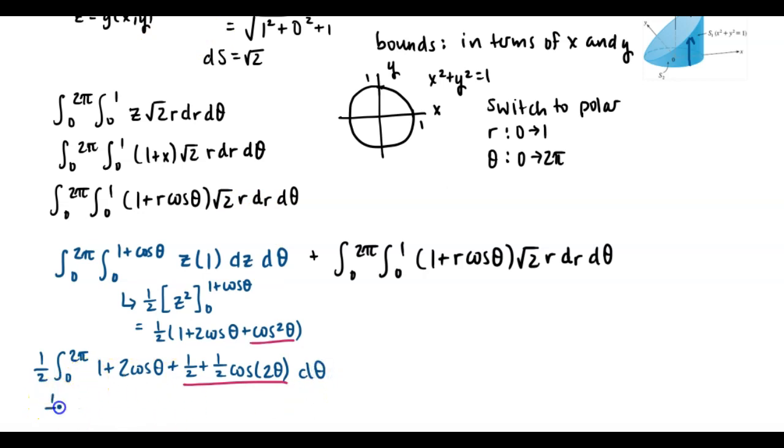Finally, this is going to be 1/2 times the quantity 1 plus 1/2 turns into 3/2 theta plus 2 sine of theta. I know that this 2 theta on the inside of the cosine function is going to leave us with a 1/4 sine of 2 theta as we go from 0 to 2 pi. And this will give us 3/2 times theta. Theta is 2 pi, and so this is going to be 3 pi times 1/2.